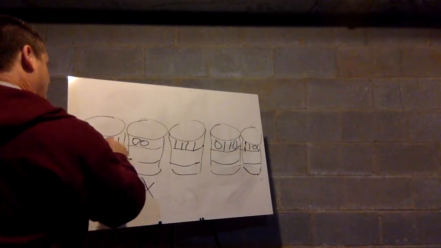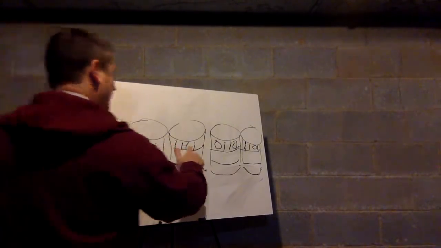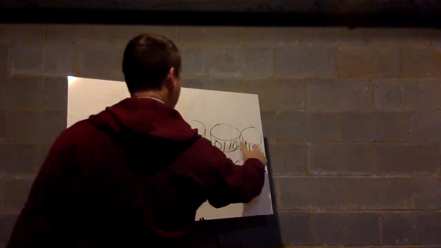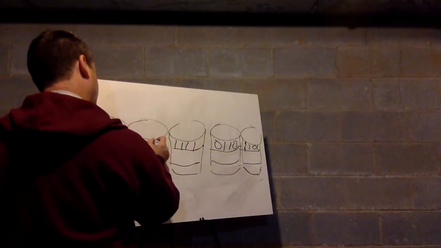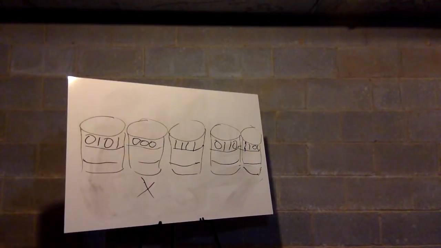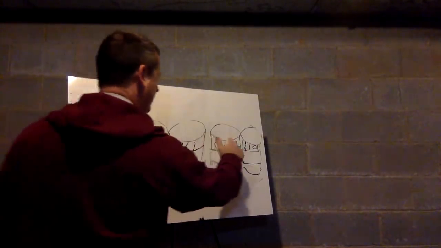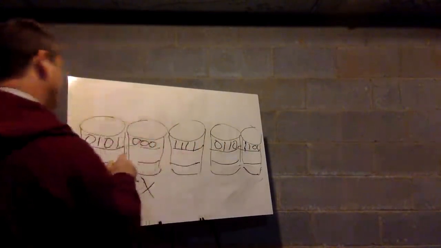Continuing, 0, 1, 1, 0. You might get unlucky here. So that guy must also have been a 0. Let me double check. 0, 1, 1, 0. Yeah, that guy must have been a 0.